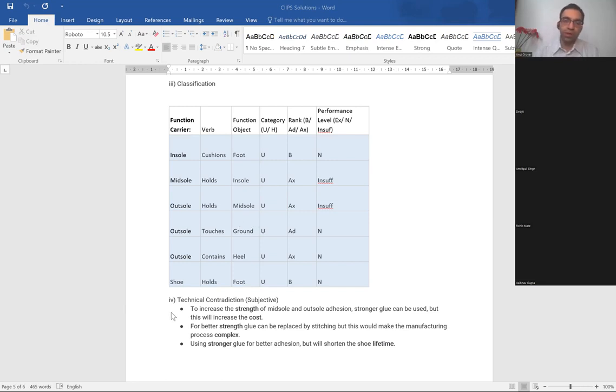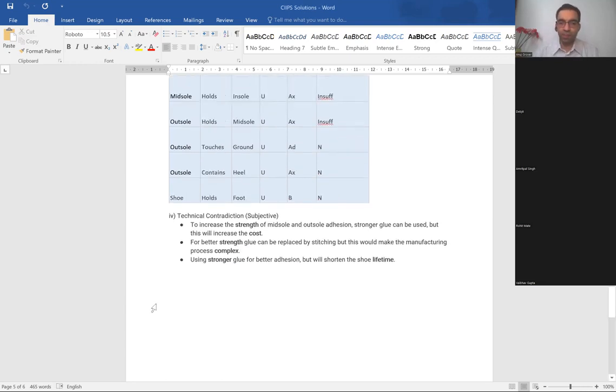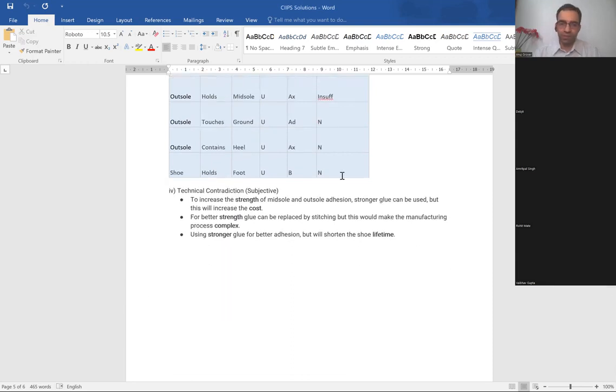So then what about technical contradictions? So we listed down just a few. You could have used others also. To increase the strength of the midsole and outsole addition, stronger glue can be used, but this will increase the cost. For better strength, glue can be replaced by stitching, but this would make the manufacturing process more complex. Using stronger glue for better adhesion will shorten the shoe lifetime, and so on. I don't think any one of you would have exactly used the same 3 contradictions.